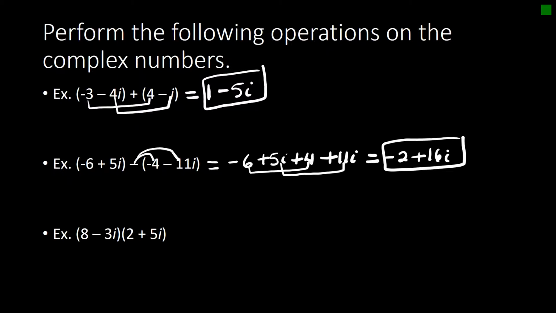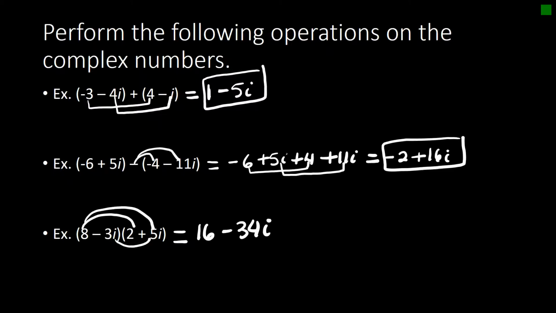Now, when we multiply two complex numbers, it's the same as if you're multiplying polynomials, but we have to remember i squared equals negative 1. So we have 8 minus 3i times 2 plus 5i. 8 times 2 is 16. 8 times 5 is 40i. Then we have minus 6i, which makes 34i.